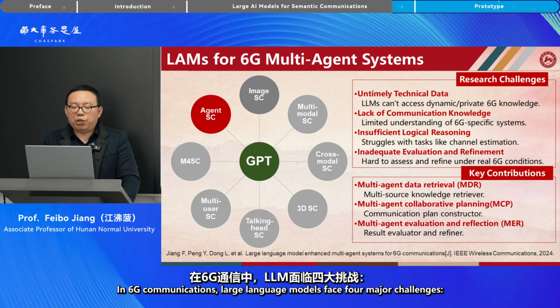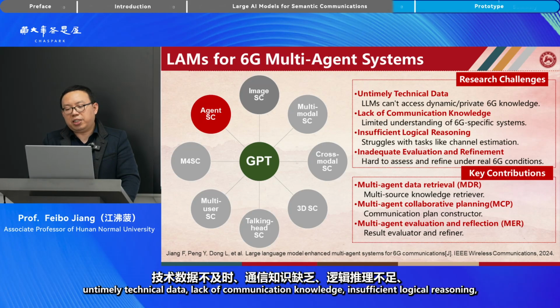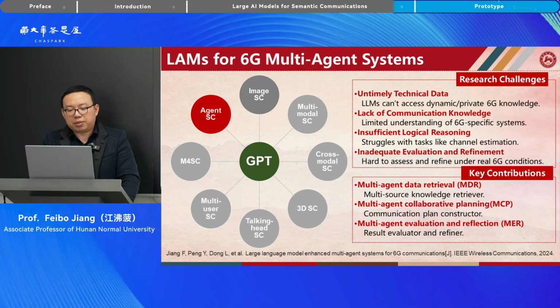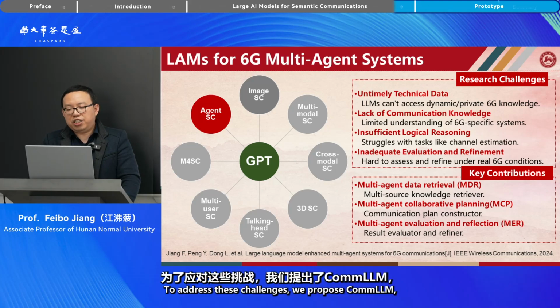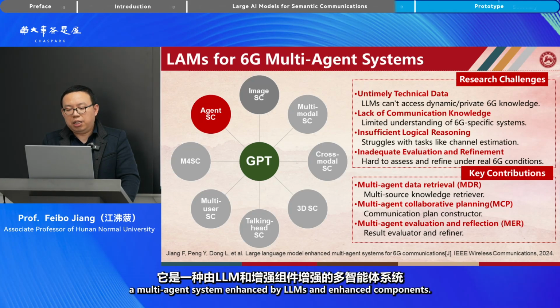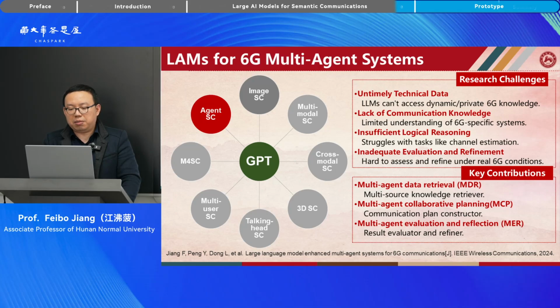In 6G communications, large language models face four major challenges: untimely technical data, lack of communication knowledge, insufficient logic reasoning, and inadequate evaluation and refinement. To address these challenges, we propose ConLLM, a multi-agent system enhanced by LLMs and enhanced components.